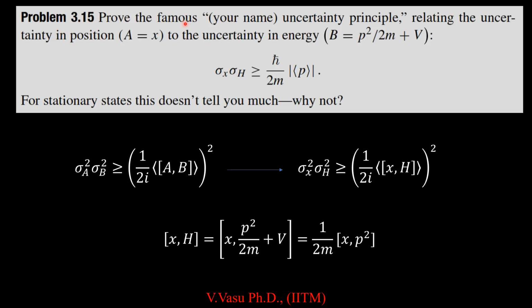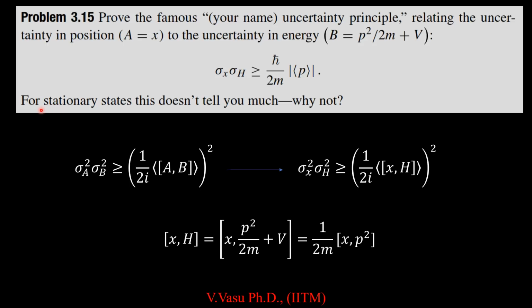Prove the famous energy-time uncertainty principle relating the uncertainty in position x, that is operator A is x here, to the uncertainty in energy, that is the operator Q is H in our case, which is the Hamiltonian H equal to p squared over 2m plus V. We have to prove that sigma x times sigma H is equal to or greater than h cross over 2m modulus expectation value of p.